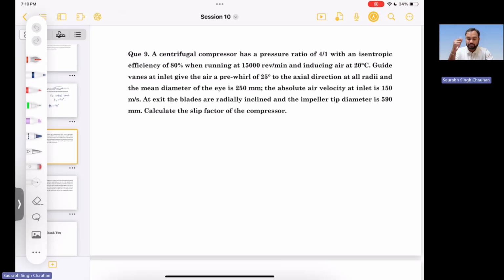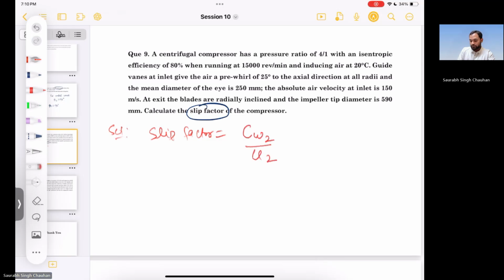So slip factor, I hope you know what slip factor is, right? Because we have to calculate the slip factor. So you should know what slip factor is, what we have to find. So slip factor is basically CW2 divided by U2.